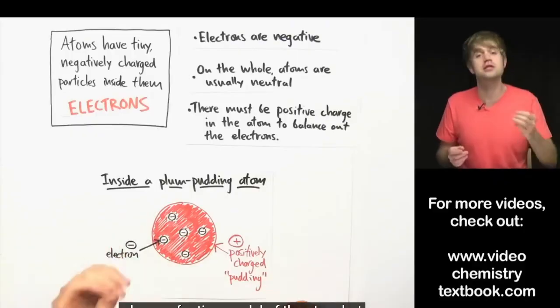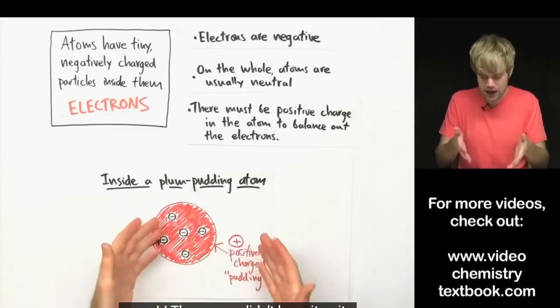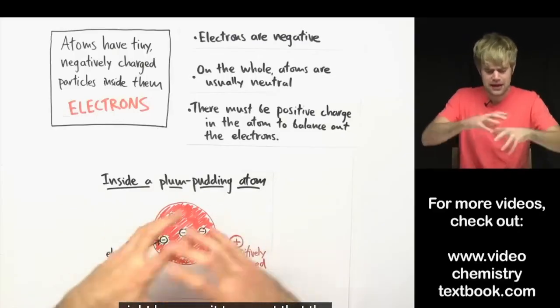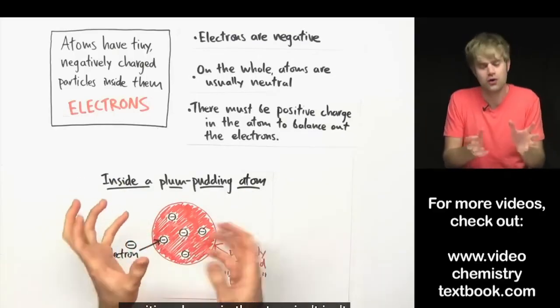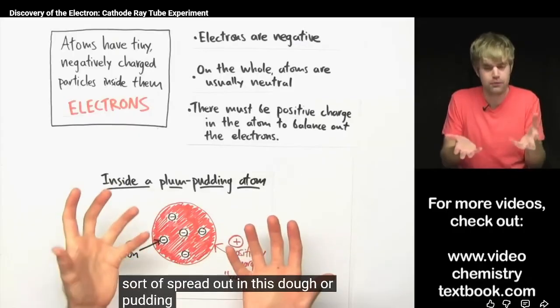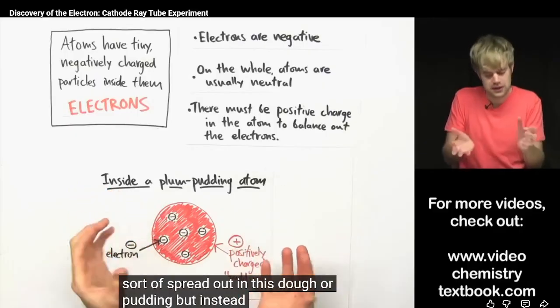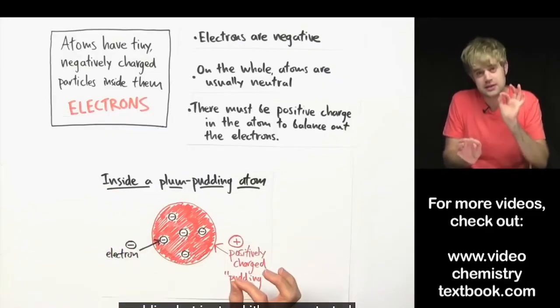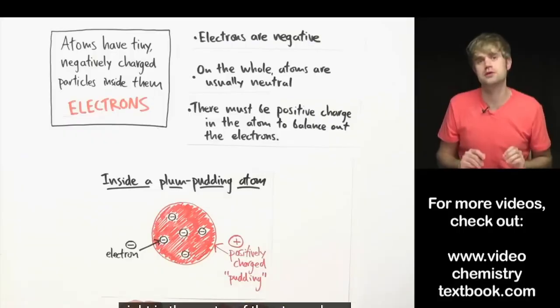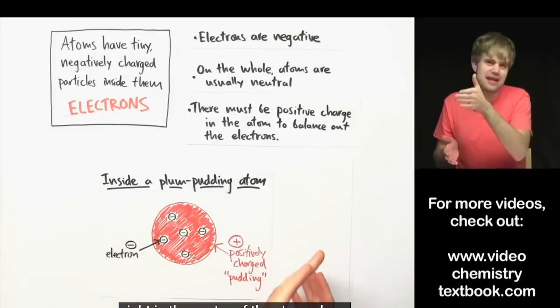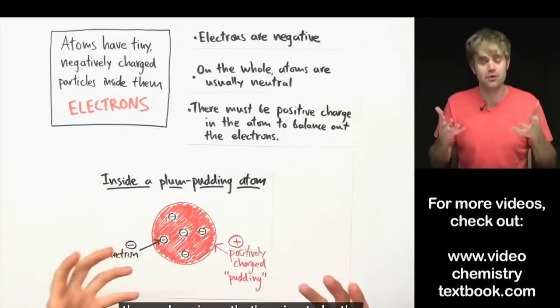But J.J. Thomson didn't have it quite right, because it turns out that the positive charge in the atom isn't spread out in this dough or pudding. Do you guys remember the atom from last year? Anyone remember where the positive charge is? It's actually in the middle, but Thomson didn't know that. They had to do some more experiments to figure that out. Instead it's concentrated right in the center of the atom where the nucleus is. So that's going to be the next step in discovering what the atom really looks like.